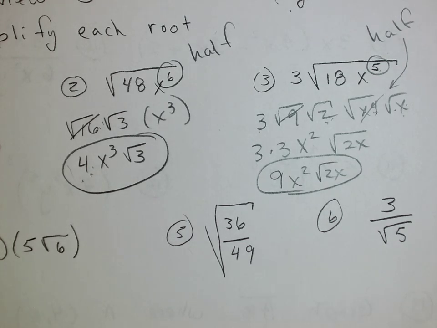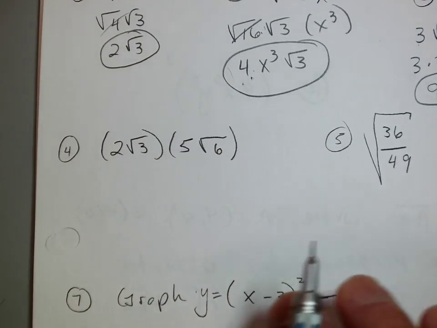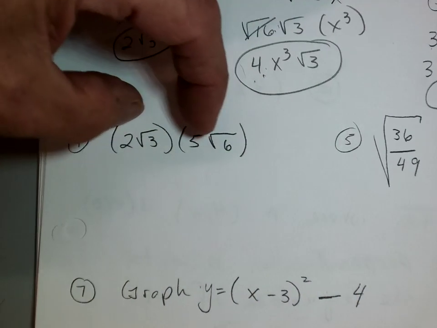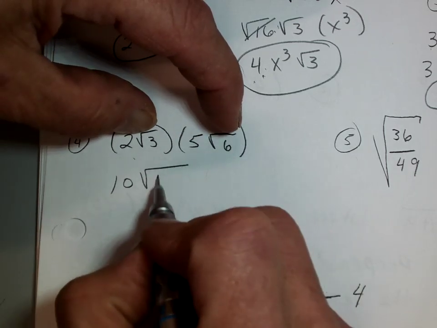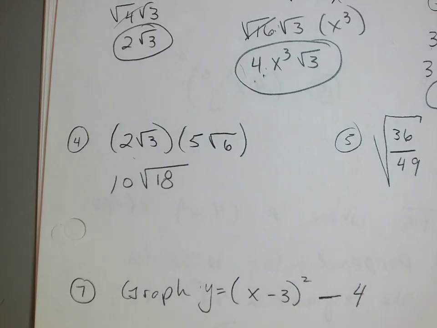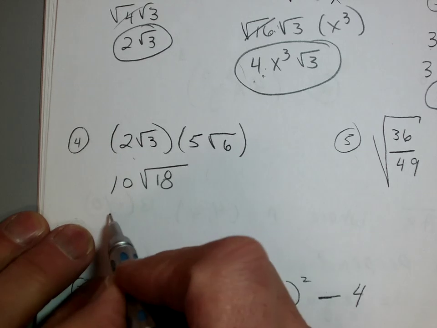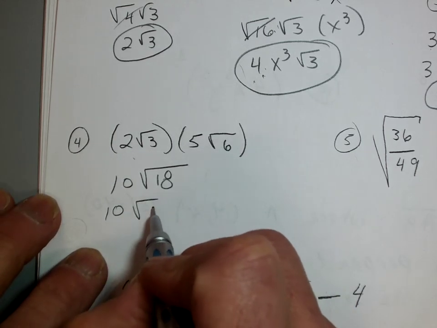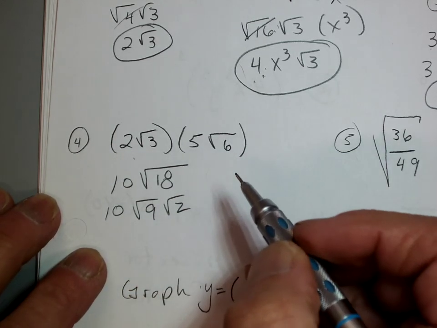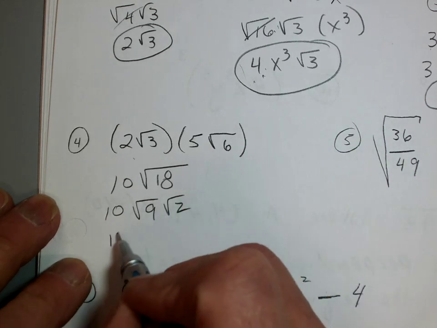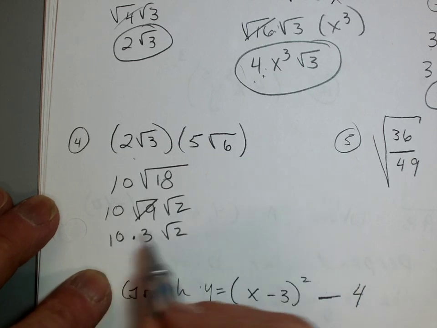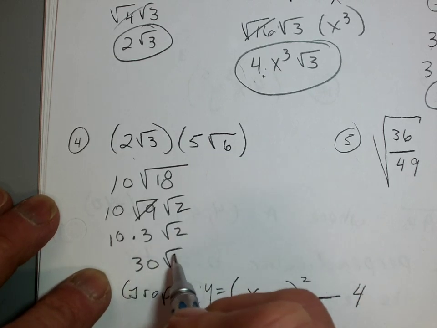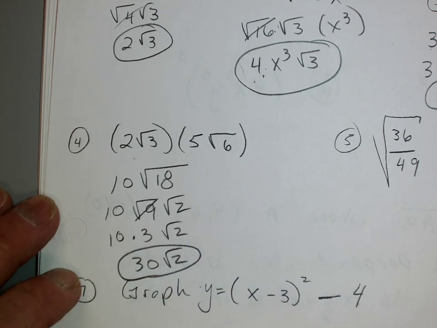Okay, number 4, there's no plus or minuses. We're just going to multiply. Regular numbers, whole numbers with whole numbers. I get a 10, square root numbers, square root numbers, square roots of 18. Now, we can break down 18. 18 can be broken down into the square root of 9 and the square root of 2. So 10, square root of 9, square root of 2. Square root of 9 is 3. 10 times 3 is 30. Square root of 2. Okay, that's it.